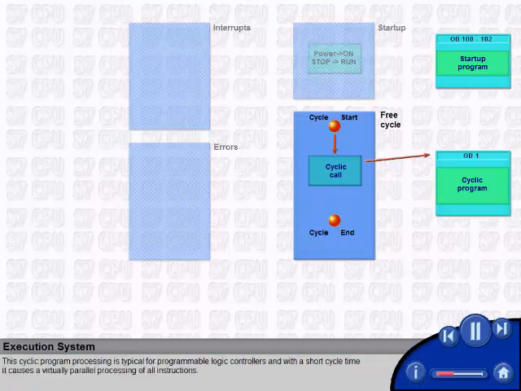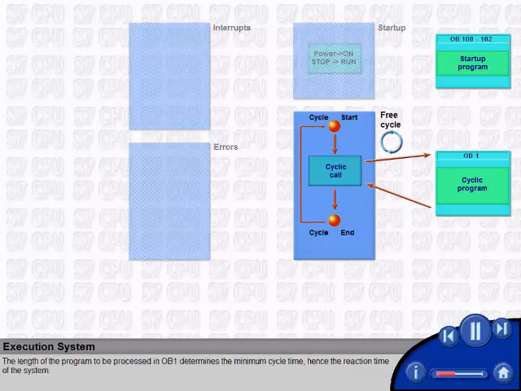This cyclic program processing is typical for programmable logic controllers, and with a short cycle time, it causes a virtually parallel processing of all instructions. The length of the program to be processed in OB1 determines the minimum cycle time, hence the reaction time of the system.